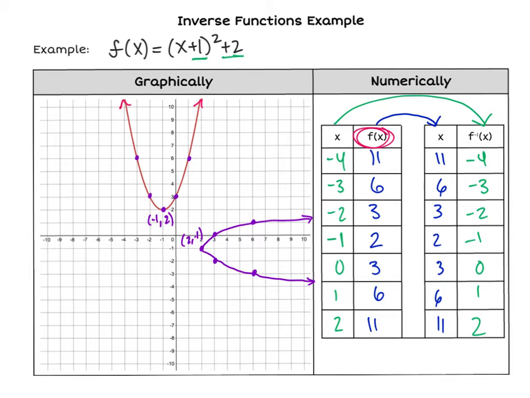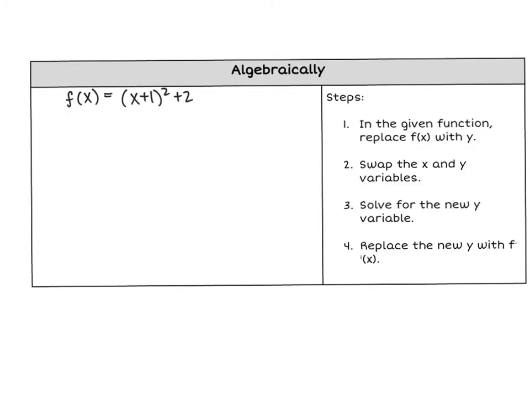So if an original graph passes both the vertical and the horizontal line test, then we would say that function is 1-to-1, which just means that the inverse will also be a function, and every x has only one y value. So let's look though at how we would write the inverse for this function algebraically.